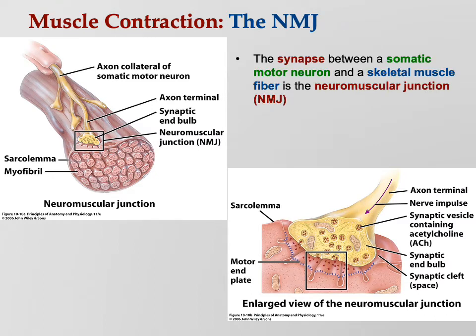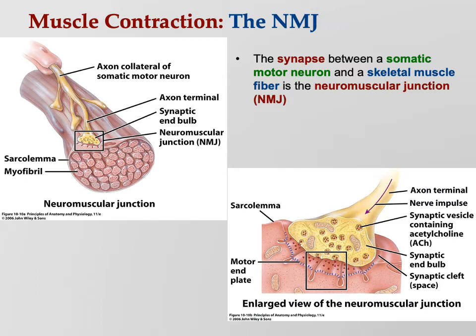The synapse between a somatic motor neuron and a skeletal muscle fiber is the neuromuscular junction, the NMJ. Now there are several words in that sentence that you may never have seen before. The synapse basically means a junction. It means where a nerve comes together with something else. Look in the upper left, where it says the axon collateral of a somatic motor neuron. Neurons are the basic cells of the nervous system. We have both motor neurons and sensory neurons, and other neurons called interneurons. We'll get to all that later.